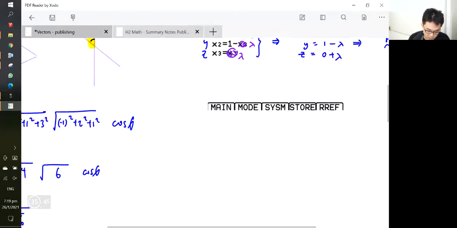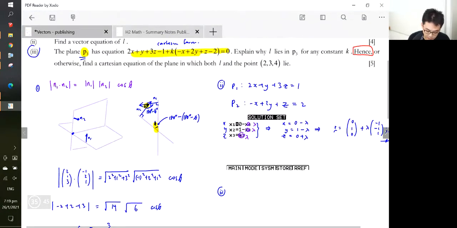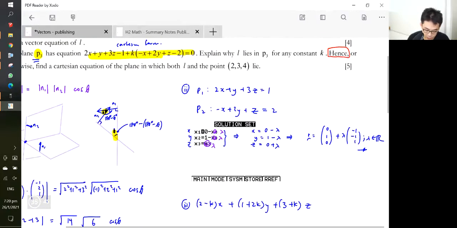So for part 3 here, group the x, y, z. So 2 minus k x, plus 1 plus 2k y, then plus 3 plus k z. After which you have plus 2 minus 2k minus 1 equals to 0.